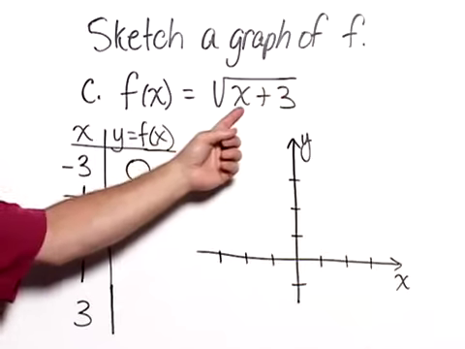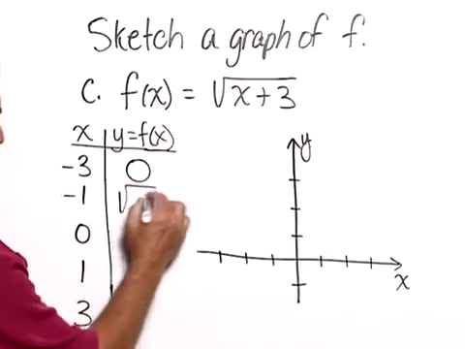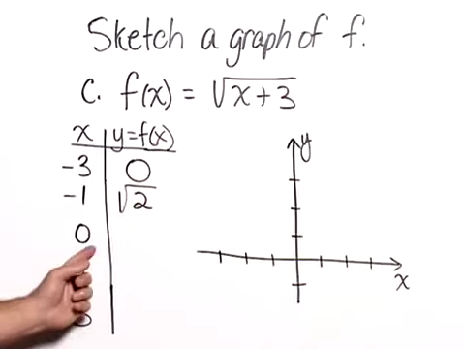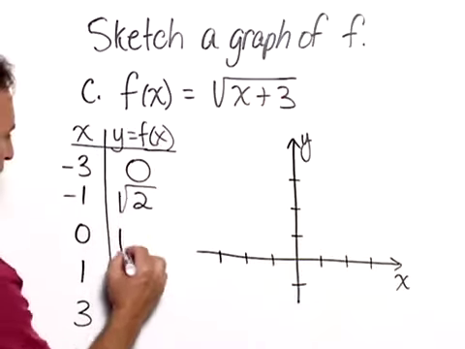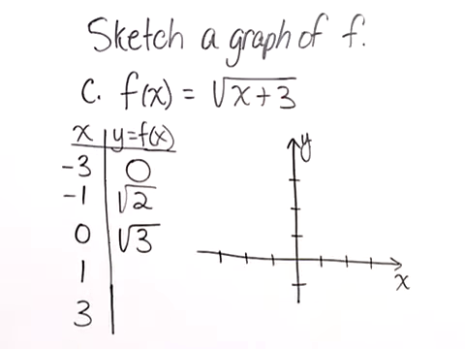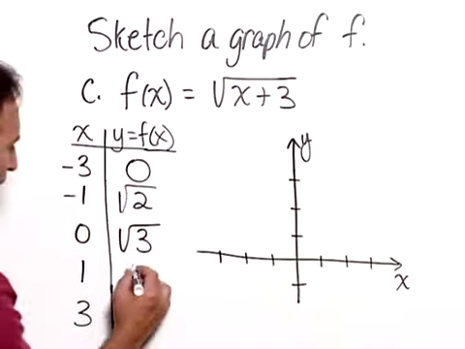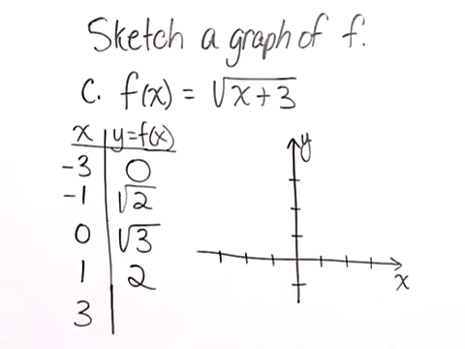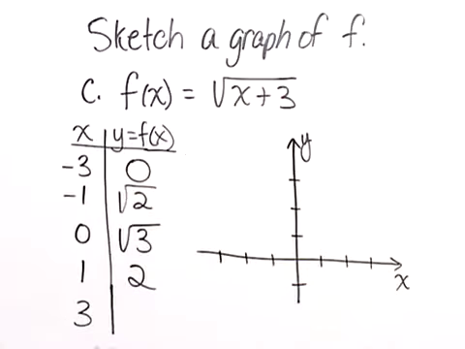When we substitute in negative 1, negative 1 plus 3 is going to be the square root of 2. When we substitute 0 for x, we get 0 plus 3, the square root of 3. When we substitute 1 for x, we get 1 plus 3, which is the square root of 4, and that's 2. And when we substitute 3 for x, 3 plus 3 is 6, so we get the square root of 6. Let's plot these points.